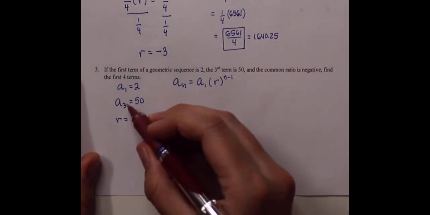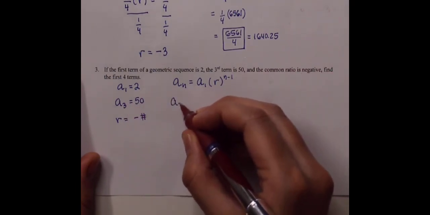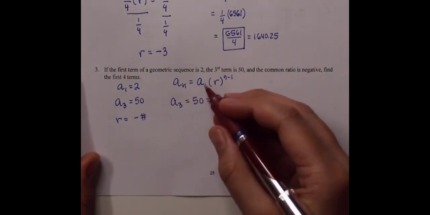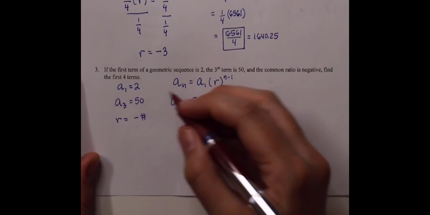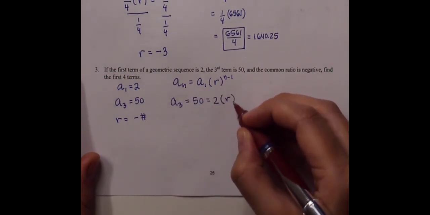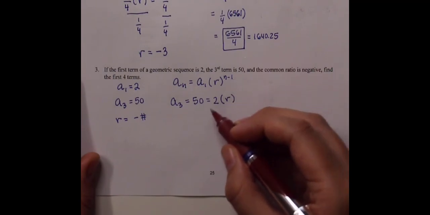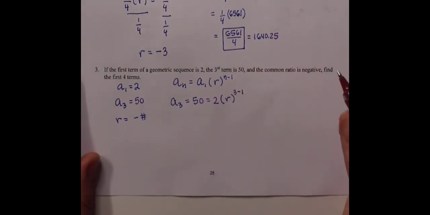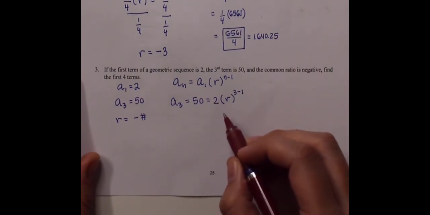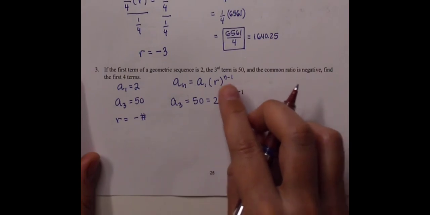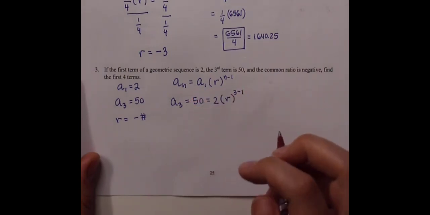And so let me write what I know. I know that a sub 3 equals 50. And from our formula, we know that a sub 1 is 2, we can fill that in. And this is r raised to the n minus 1 power. N, in this case, is 3. Okay? And so notice what you have. You have an equation, and the only thing we don't know is r. So we can solve for r.